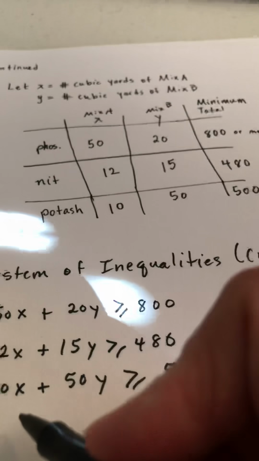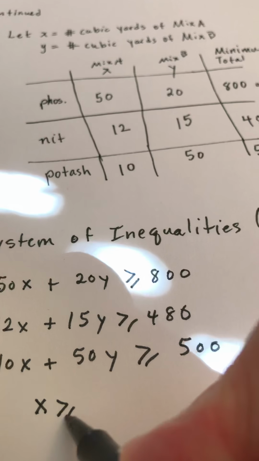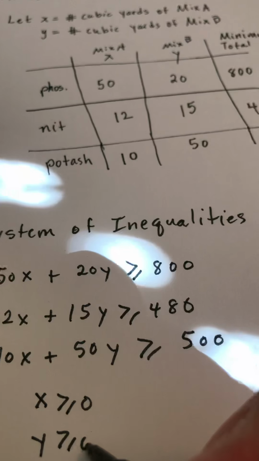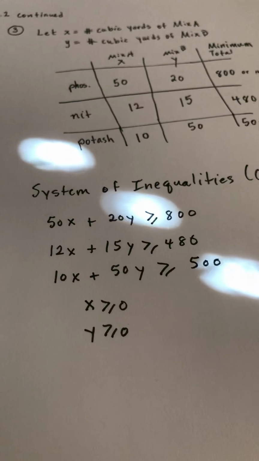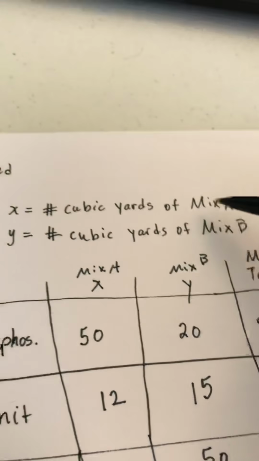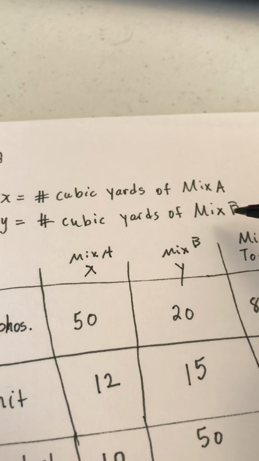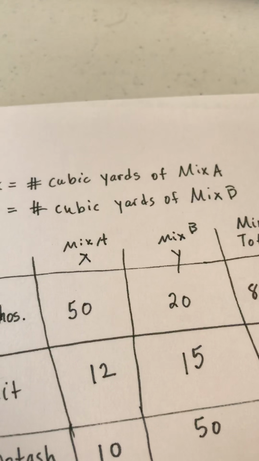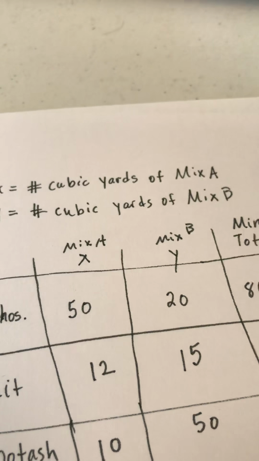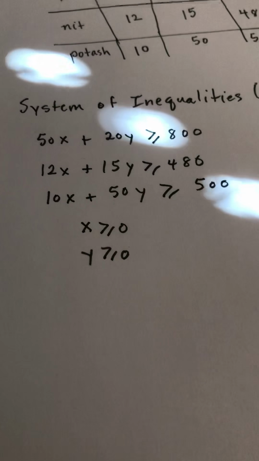Not only that, but x has to be greater than or equal to 0, and so does y. Okay. Now, what was x and y? X would be the number of cubic yards of mix A. Y is the number of cubic yards of mix B. And those are positive values. You can't have negative amounts of mixture. So that is why we put this in here.